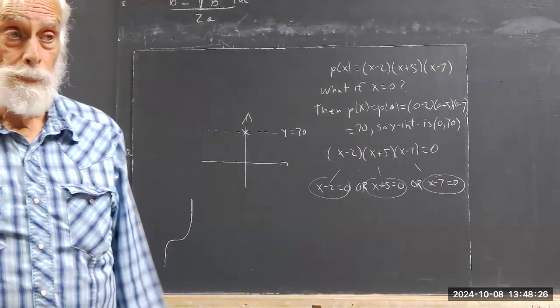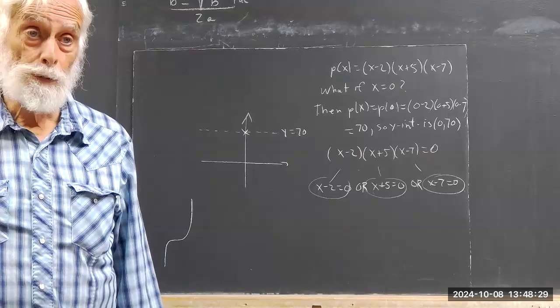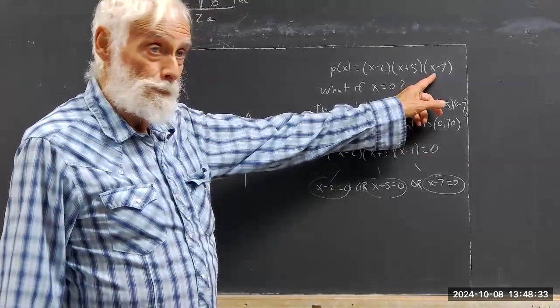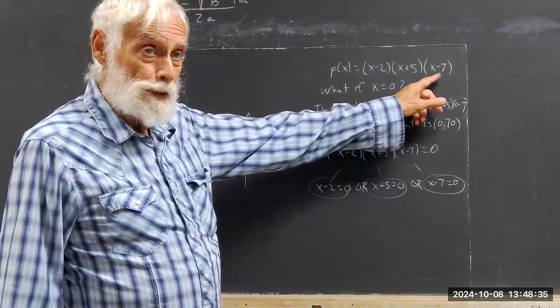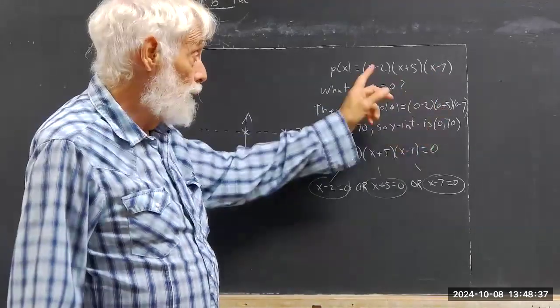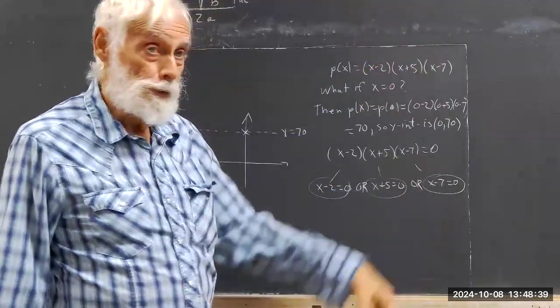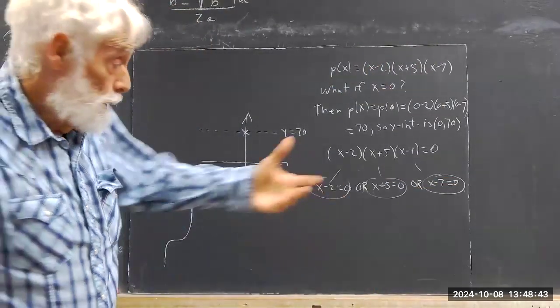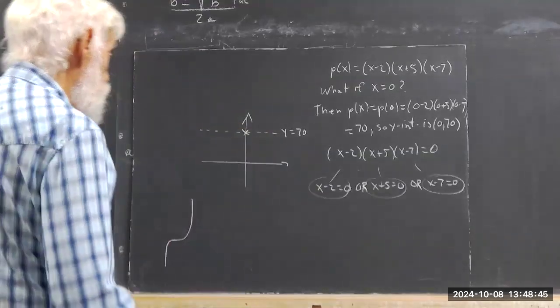Okay, give me another number. Other than 2. Okay, 7. That's easy. If x is 7, then this is 0. In these other factors, it doesn't matter if they're 0 or not. When you multiply, it's going to give you 0. Okay, so we got 2 and 7.